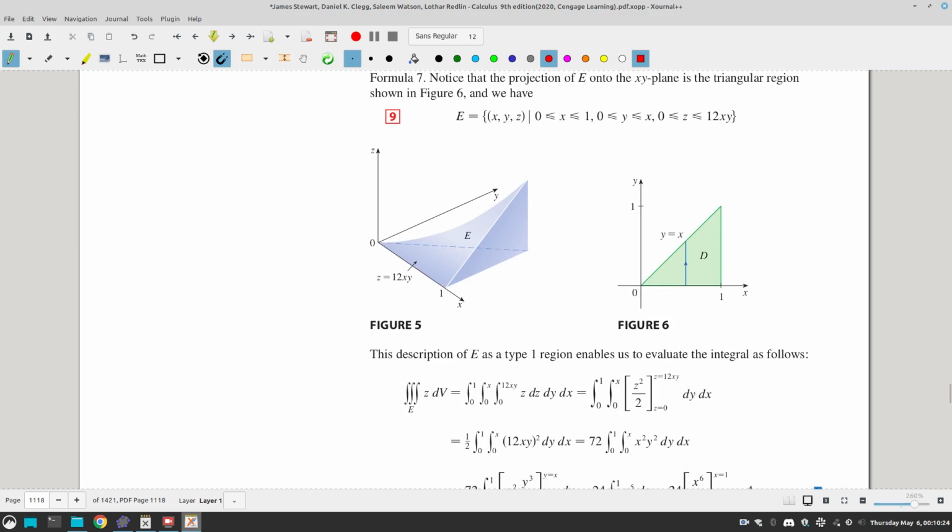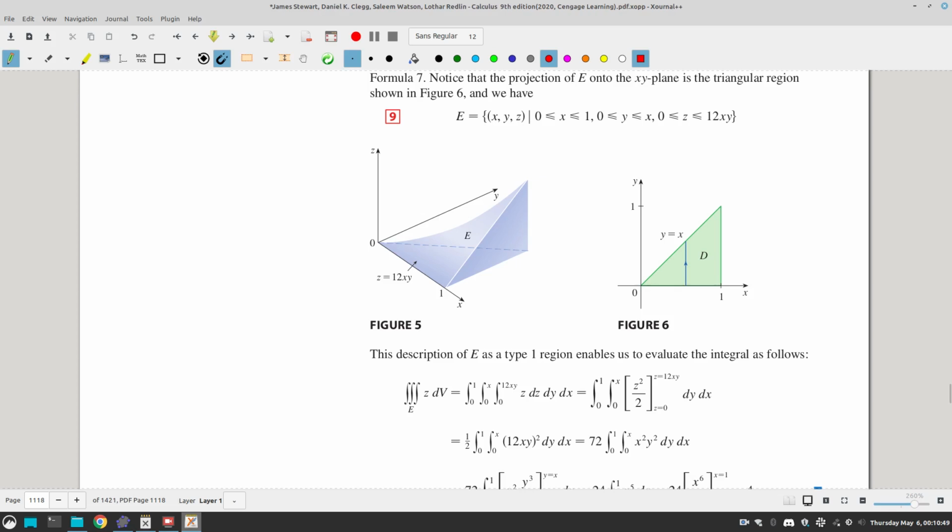Once you've figured out the region of integration, the actual integration, since the function is just z, is pretty easy. However, what you need to watch out for is the order of integration. So the z integration first, then the y integration, then the x integration, if D is a type 1 region.